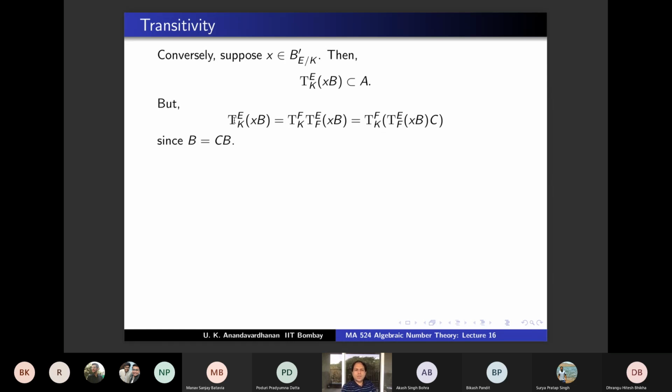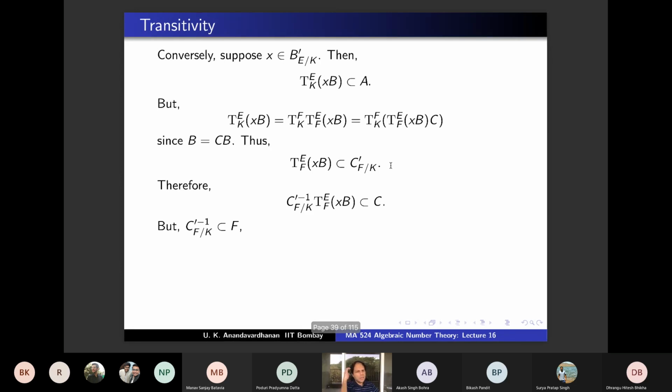You know that this is contained in A. So if the trace from F to K of something times C is contained in A, then that something belongs to C prime E over F. So C prime F over K. So trace of XB is contained in C prime F over K. In other words, C prime F over K inverse times trace of XB is contained in C.